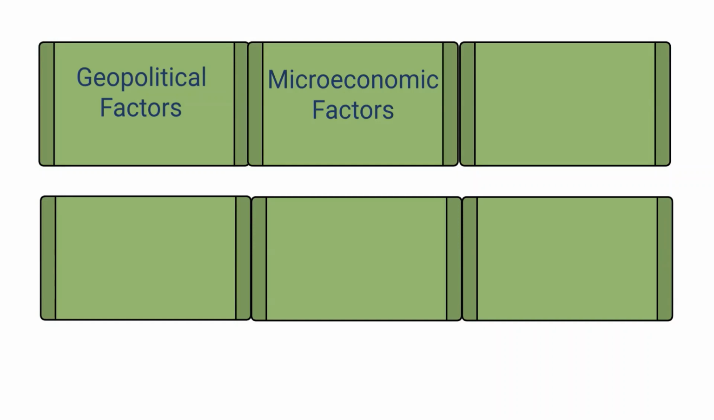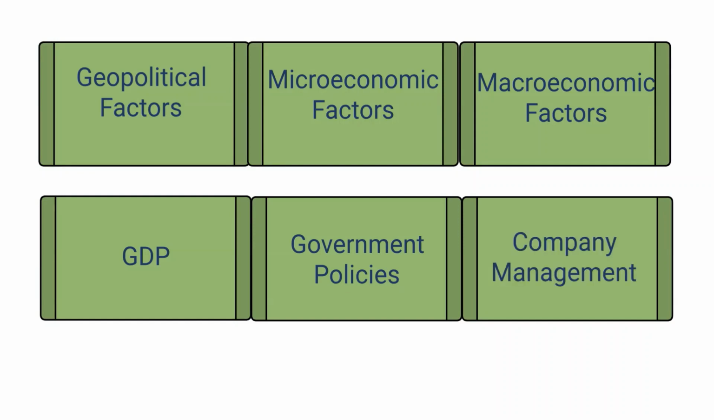There are various factors which impact the stock market. Geopolitical factors, microeconomic factors, macroeconomic factors, GDP, government policies, company management, etc. But in the end, all of it just comes down to one thing: sentiments. These sentiments, especially greed and fear, play a vital role. There is a saying in the stock market: buy in fear, sell in greed. And it is very true.